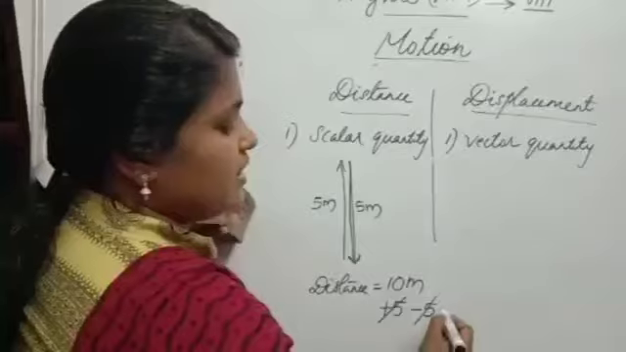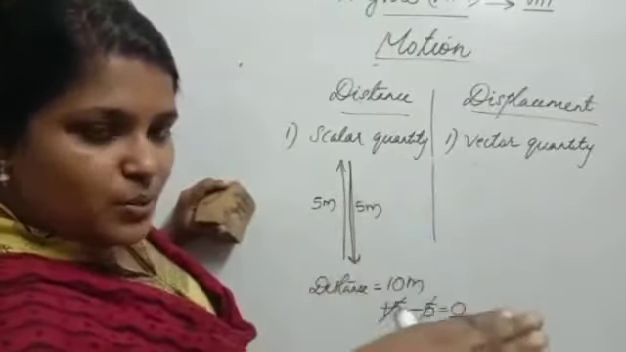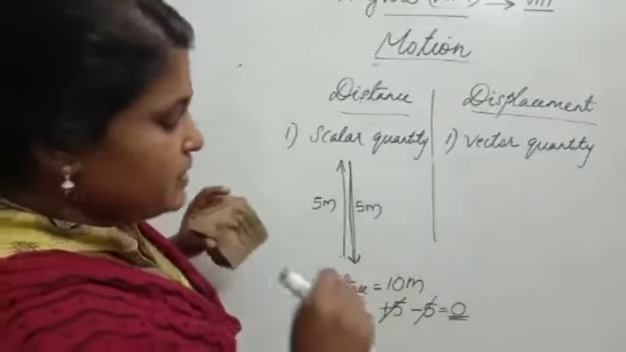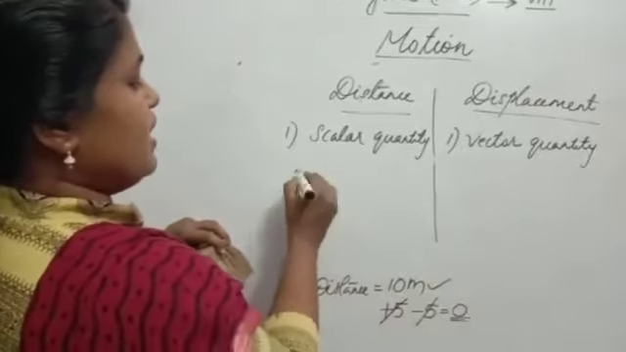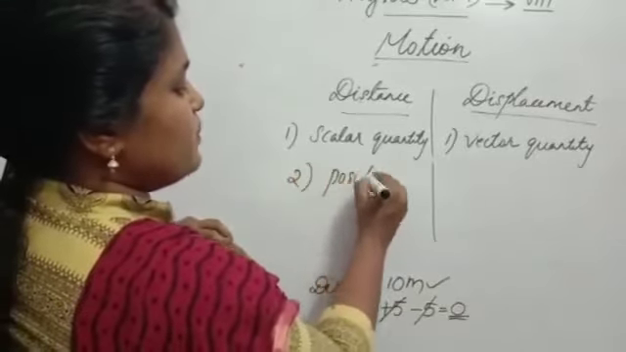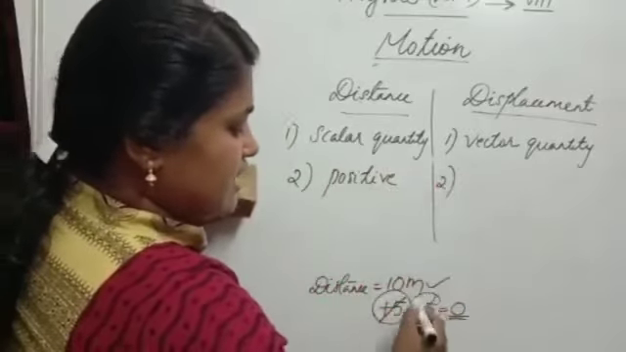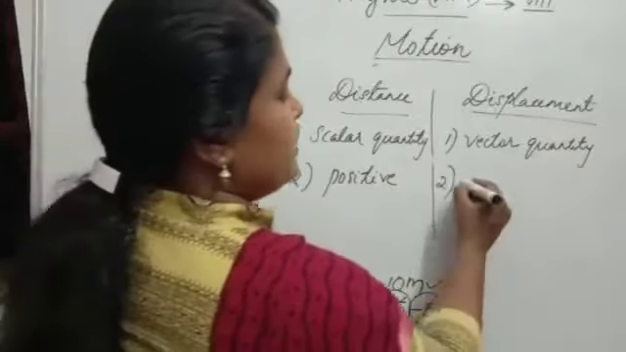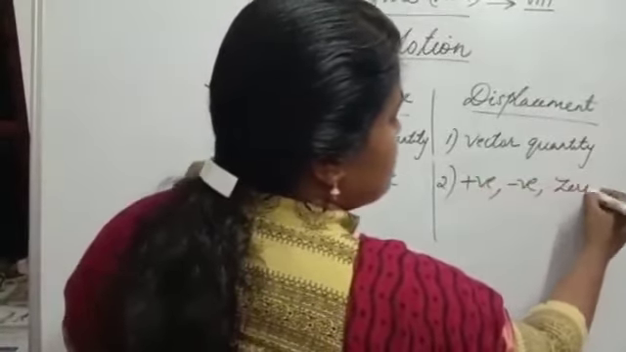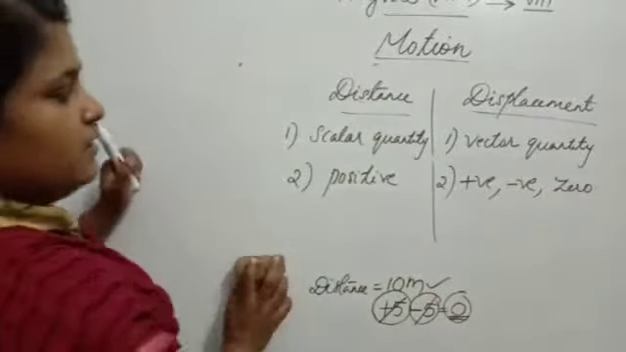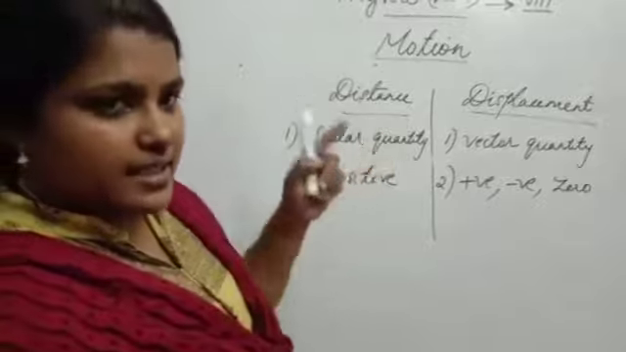Minus 5 plus 5 cancel, it is 0. Net displacement, total displacement is equal to 0. There is no displacement. So we can say that distance is always a positive value. Distance is always positive. But displacement may be positive, negative or 0. Okay, so we studied about what is meant by distance and displacement.